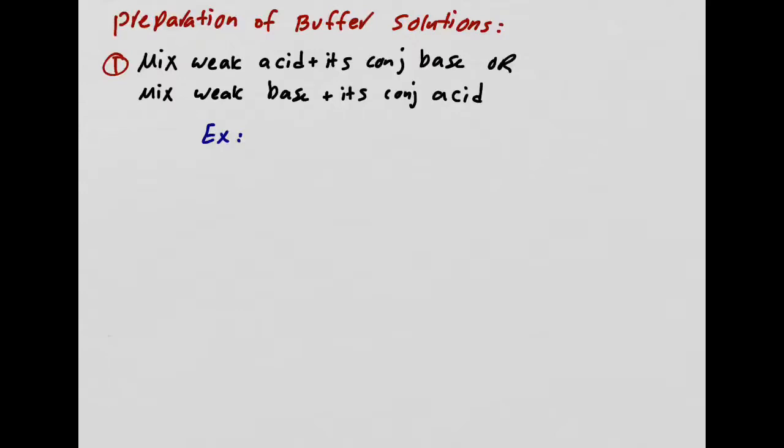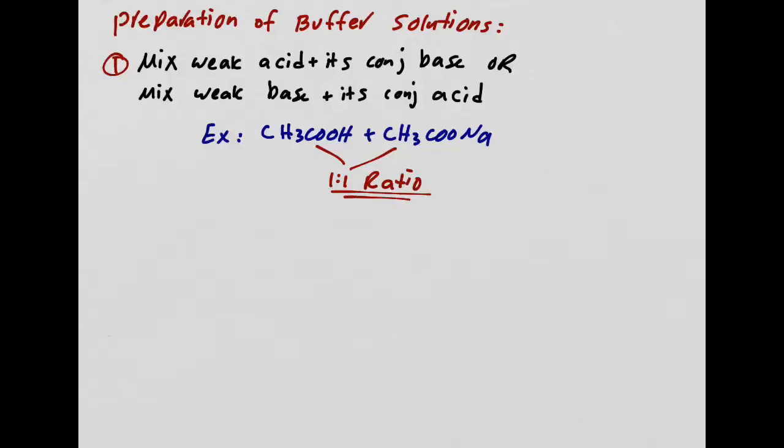For example, if I have acetic acid and I get some sodium acetate, right? I have a weak acid, I have this conjugate, I buy it, I mix it together. That's the best buffer to make. And to make the best buffer, what you need is a 1-to-1 ratio. That ends up being the best buffer that's good to go. That's the easiest way. So you buy the weak acid, you buy the conjugate, and 1-to-1 ratio, mix it.